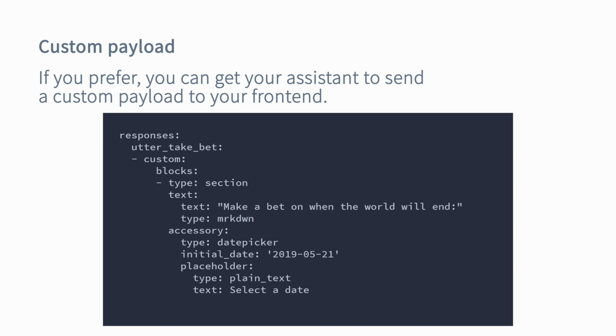Here again, the way a custom payload will be displayed in a user interface will highly depend on what kind of front end you use for your assistant. So for example, some output channels might support the date picker element, but some of them may not. So you have to check the documentation to make sure that the custom payload you would like to display is supported by the output channel you would like to use.